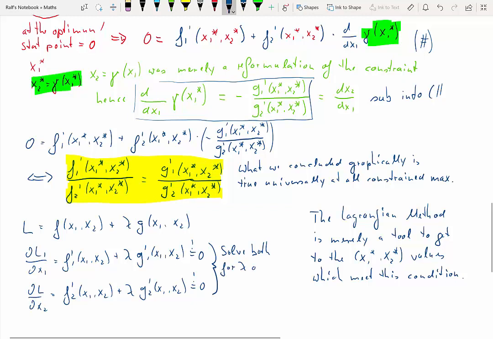And when we solve both of these terms for lambda and then equate these two resulting terms, what we then get is the ratio of f prime 1 over f prime 2 is equal to the ratio of g prime 1 over g prime 2, which is of course exactly the condition which we derived previously as being the condition which got to be true at a constrained maximum.